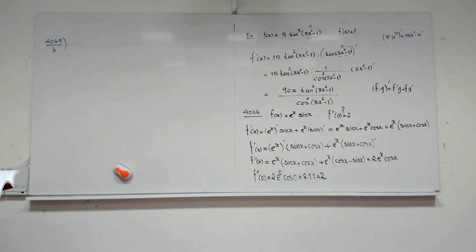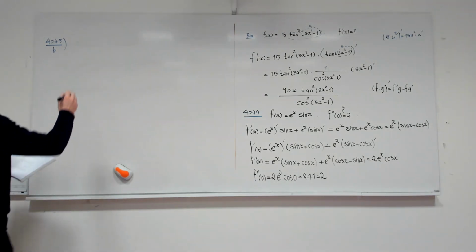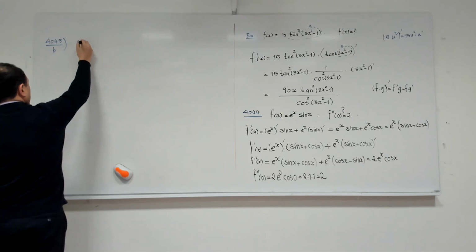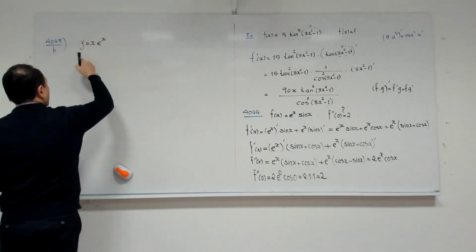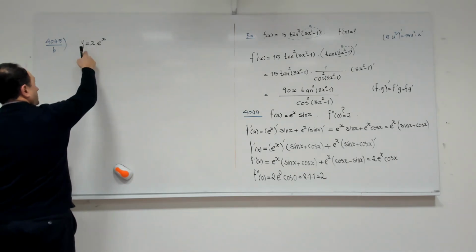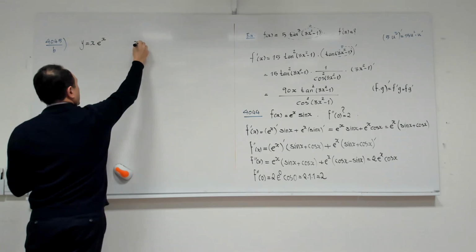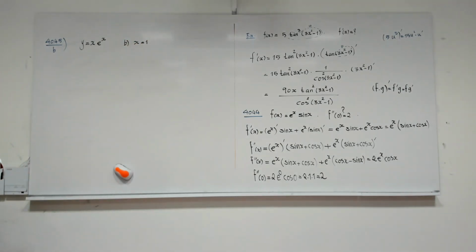This function is given to you. Determine an equation for the tangent line to the graph of this function. You have this function given, and you are supposed to find an equation for the tangent line to the graph of this function at point x equals 1. Okay, so that's also a very standard problem. I don't know why they have put it in level 2 problem, but this is very simple.